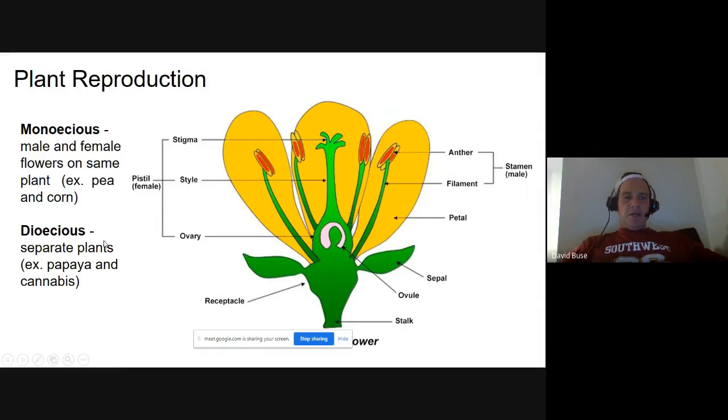Plant reproduction. Plant reproduction falls into two different categories. Monoecious plants have male and female flowers on the same plant. So in a moment, we're going to be talking about pea plants and Mendel's experiments, and that would be a monoecious plant. Other plants, for example, papaya and the cannabis plant, are dioecious, which means that they have separate male and separate female plants. Another example that's not on the slide here of a dioecious plant would be a ginkgo tree. Ginkgos have both male and female trees.